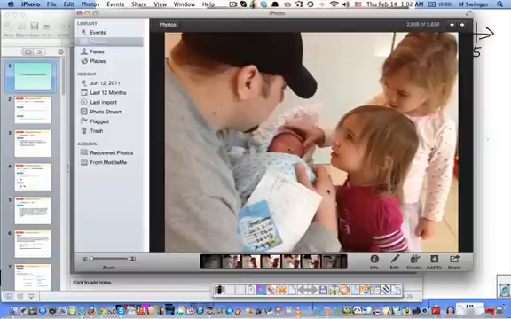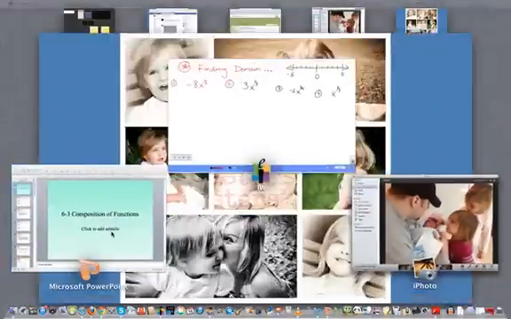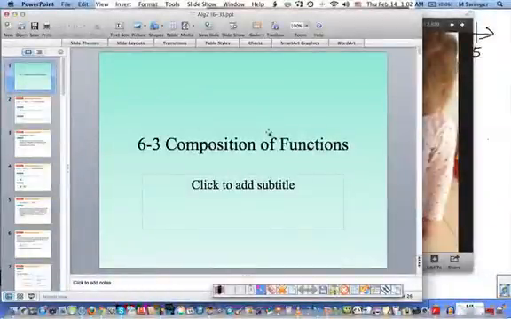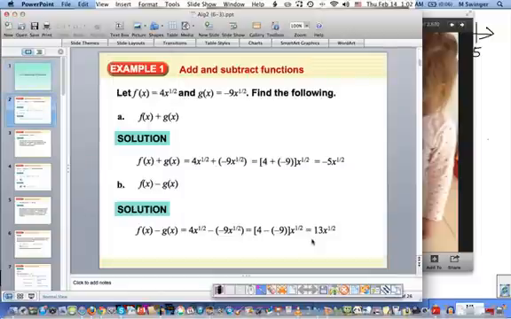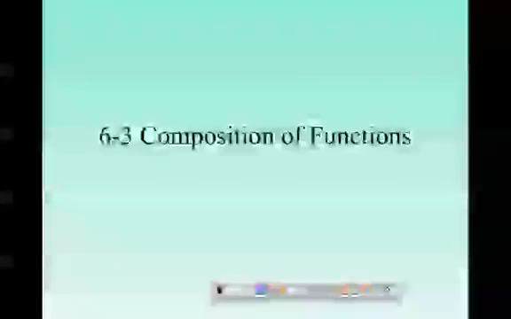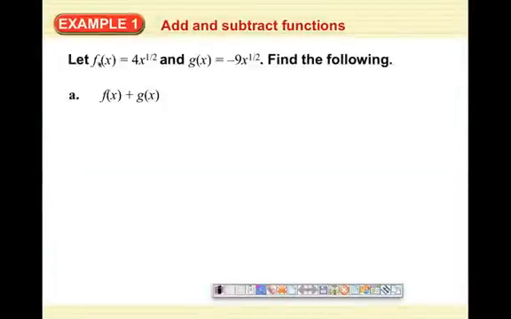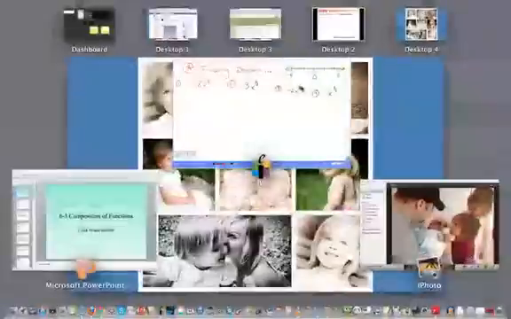Alright, here we go. Section 3, composition of functions. I'm going to go through about 5 examples here. And the first one is f of x equals 4x to the 1/2 and g of x is negative 9x to the 1/2. Find f of x plus g of x. So I just take f plus g, get an easy answer. What I'm going to do is the hard part of this question. The next part of this question is going to ask about domain. So we're going to revisit that right now.